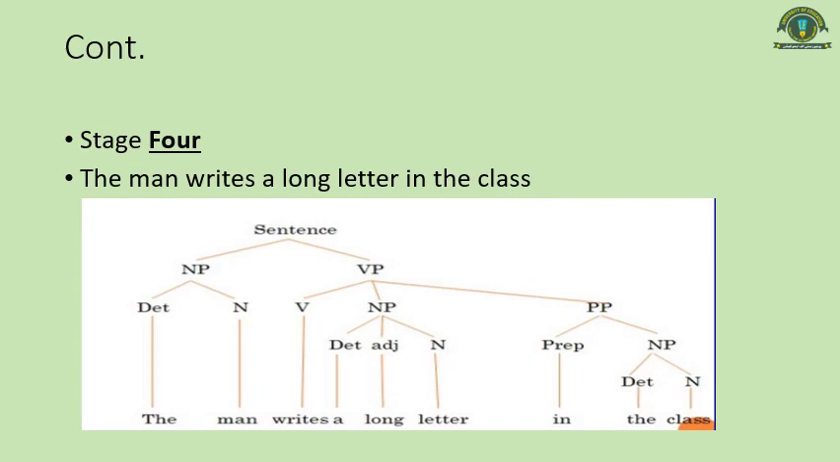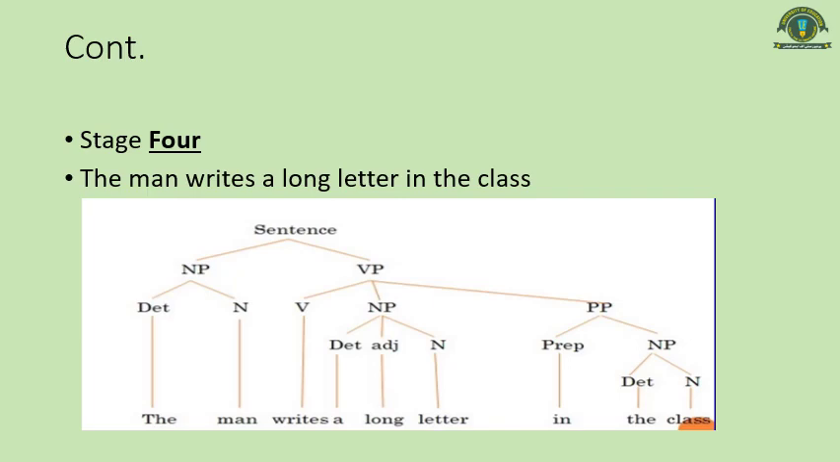Stage 4. Here is a longer sentence than the previous 3 sentences: the man writes a long letter in the class. The determiner, man noun, determiner and noun, by joining together, are making a noun phrase. Writes a verb, a determiner, long adjective, letter noun. Determiner, adjective, and noun, by joining together, are making a noun phrase. And writes, verb, by joining with a noun phrase, is making a verb phrase.